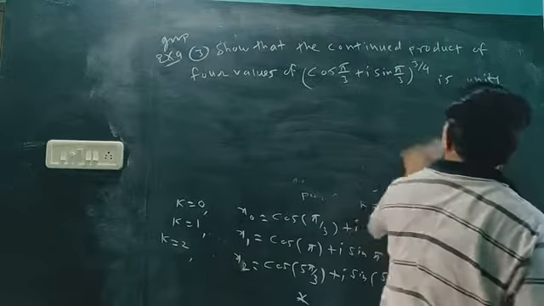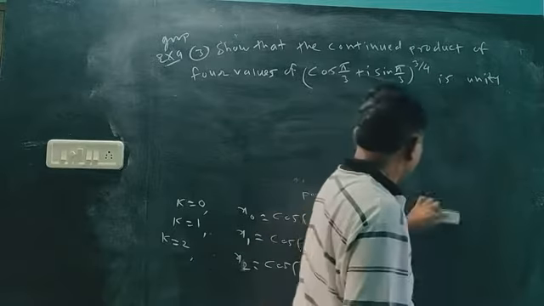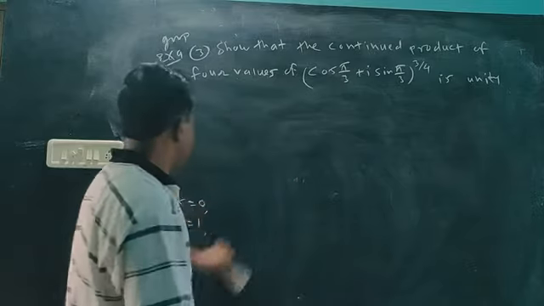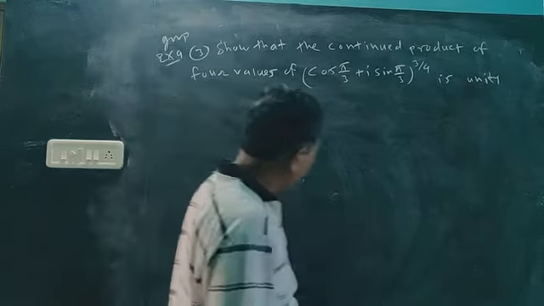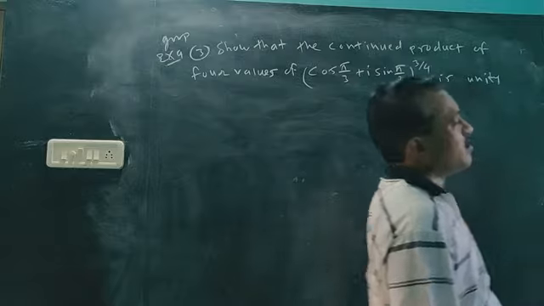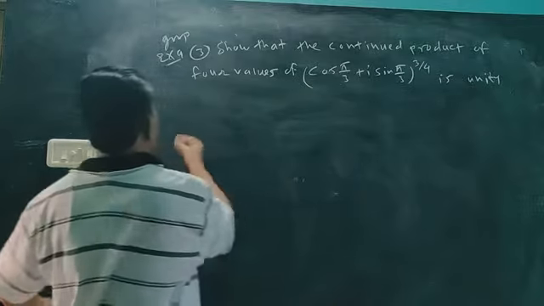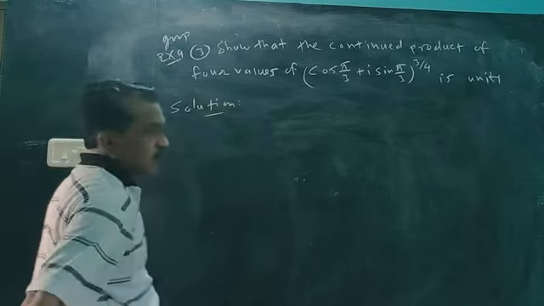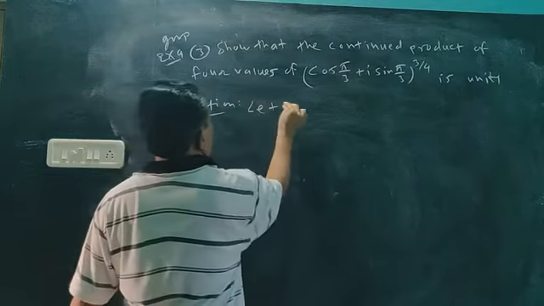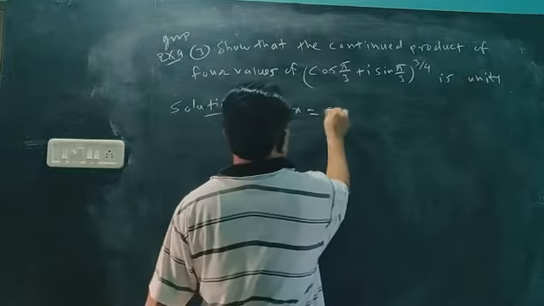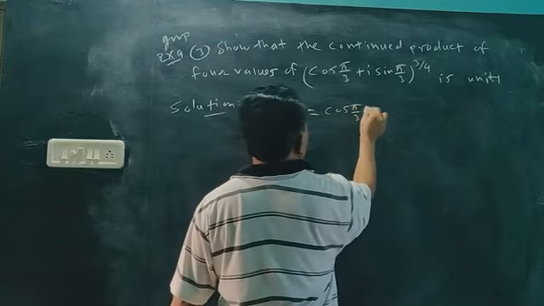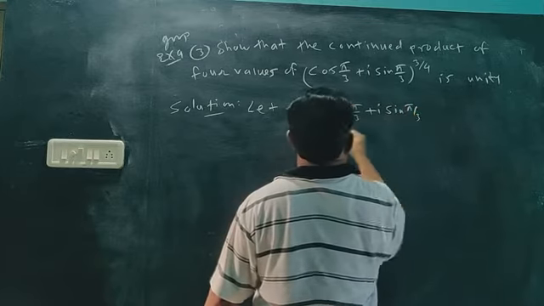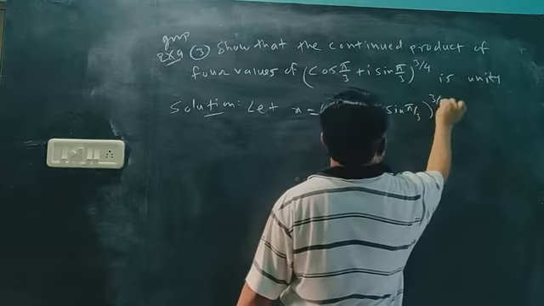So the 4 values must come from the power 1 by 4, and not 3 by 4. It could be 1 by 4, 1 by 5, 1 by 6, okay, any root of unity. So the 3 will be removed first of all. Let the notation be x. Suppose cos of pi by 3 plus i sin pi by 3 raised to power 3 by 4.